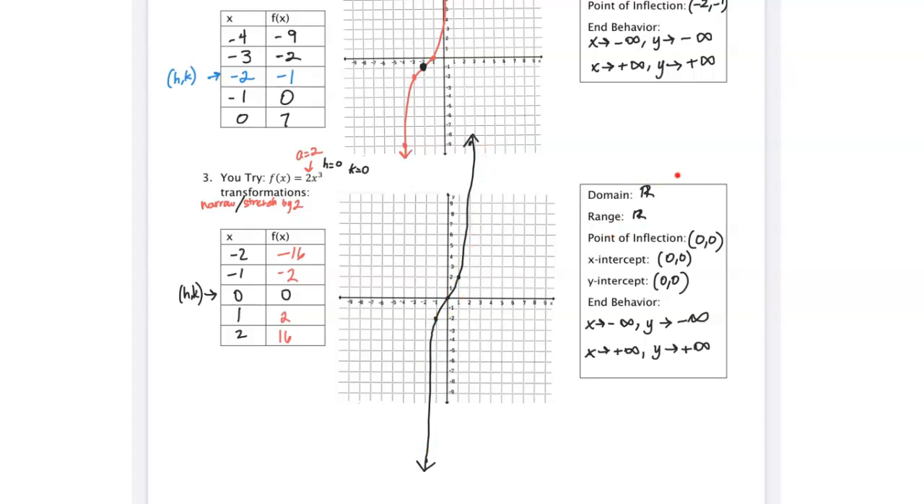Domain and range for cubics are both all real numbers. The point of inflection is 0, 0. The x-intercept, that's where our cubic function crosses over the x-axis, is here at 0, 0. The y-intercept is exactly the same. And then we have our end behavior. And that's all for this lesson.